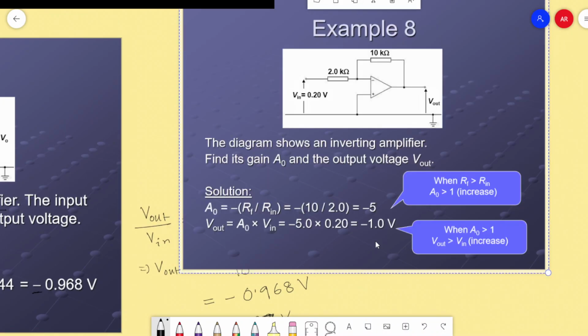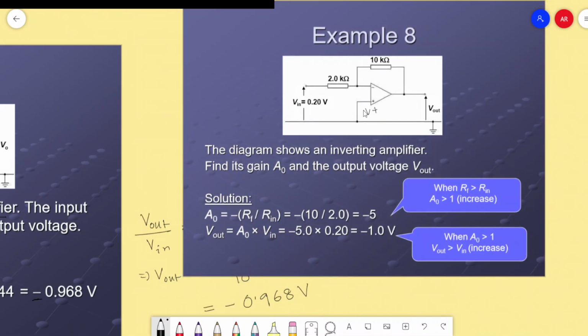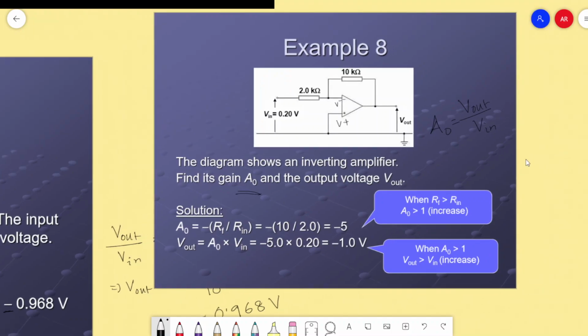Now look at this other question. Again, V plus is grounded. V minus is this, where the input voltage is fed through the input resistance, and the feedback resistance is given. They ask us to find its gain. Gain means the output-input ratio, so this gain A naught is output by input. First find its gain and then find the output voltage.